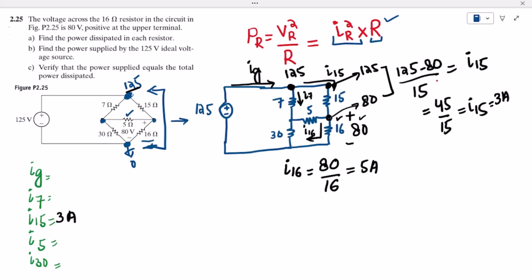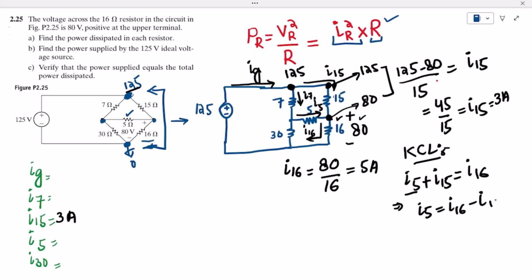This is already known here. So when this current is known, which is coming towards this node, let me find out this I 5, which is also coming towards this node. So these two, I 15 and I 5, are coming towards this one, combined together, and cumulatively they are giving me I 16. So let me apply the KCL here. According to the KCL, I 5 plus I 15 is equal to I 16, or as we want to find out I 5, I 5 is equal to I 16 minus I 15.